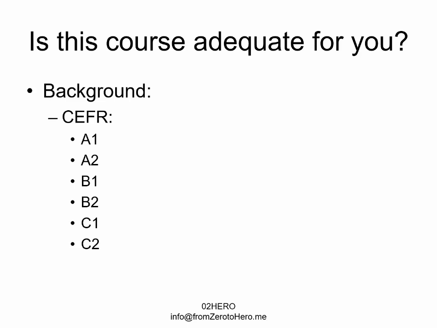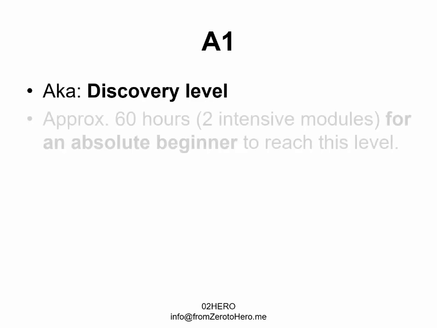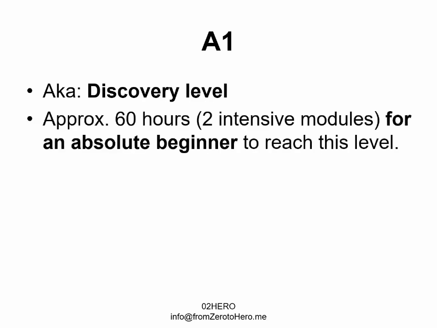So let's start with the A1 level, which is also known as the discovery level. In this level, you can learn a few simple phrases. You can talk about yourself and your immediate environment. You can also answer simple questions about yourself. And you can write a postcard and fill in a simple form. So to recap, the A1 level is known as the discovery level, and if you are an absolute beginner, then you will need approximately 60 hours to reach this level.